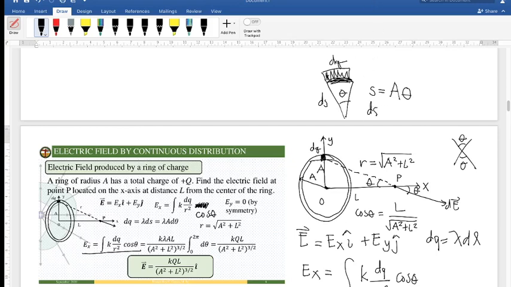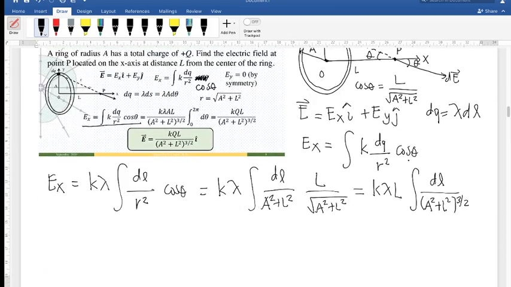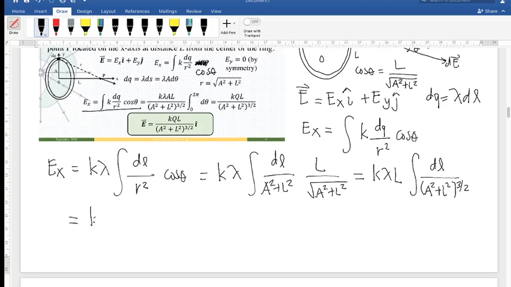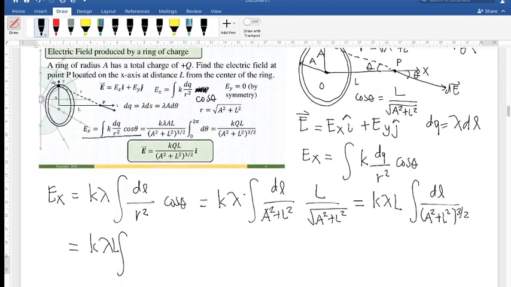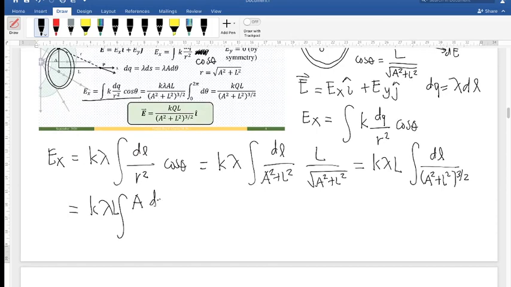So meaning we have to take the ds, and your a is just constant, but your theta changes all throughout the ring, okay? Your theta. So meaning that is ds equals a d theta. So we can let your DL be your arc length ds. So we have k lambda, tapos we have here L, then your DL is actually equal to a d theta over a squared plus L squared raised to 3/2.